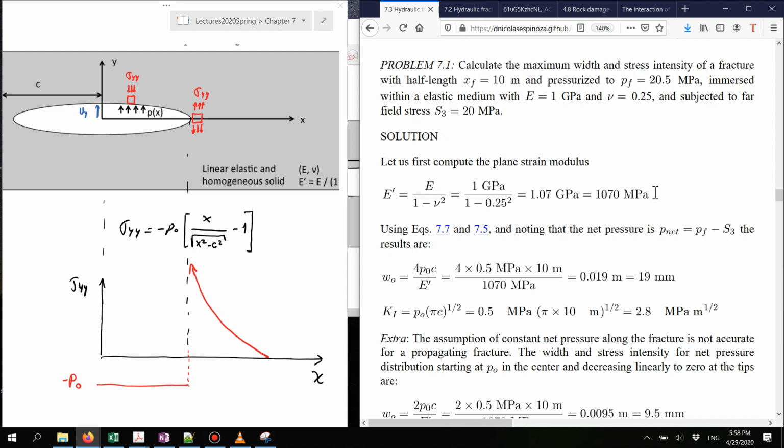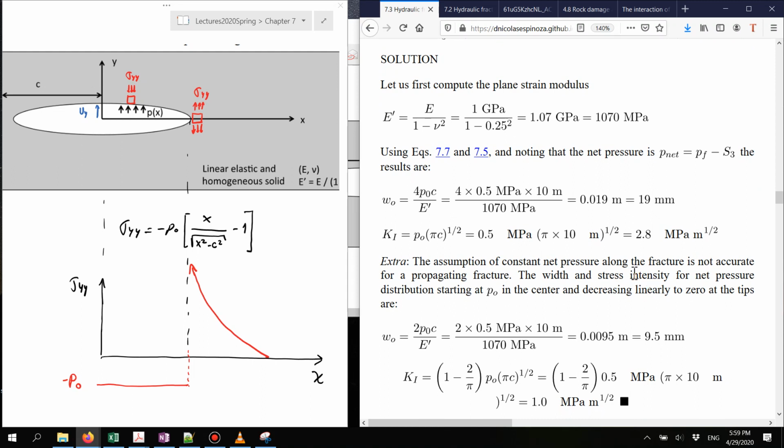And if you work with the solutions, you will see this is just an application of the equations that we have already seen. Notice in this case that I have an absolute pressure in the fracture. So before putting that into the equations of the Griffith solution, I need to compute the net pressure. Once I have the net pressure, which in this case is 0.5 MPa, I'm able to calculate the width and also the stress intensity factor, which in this case is about 2.8 MPa per square root of meter.